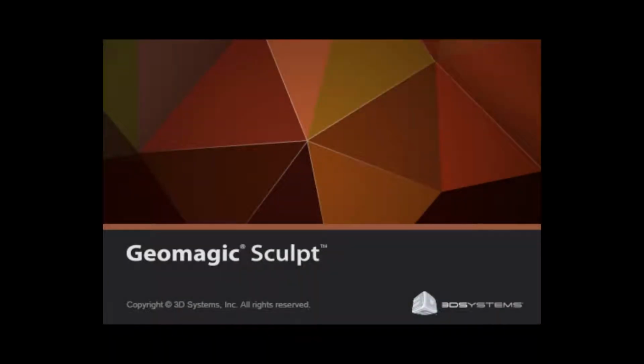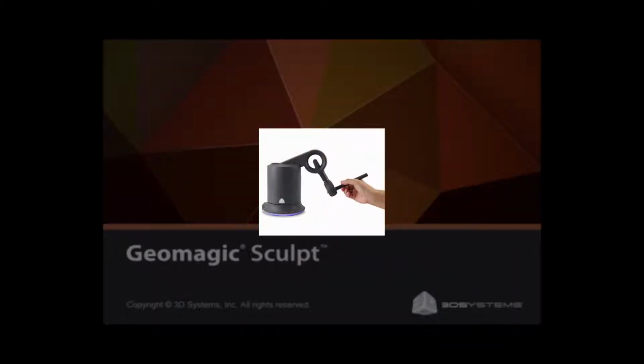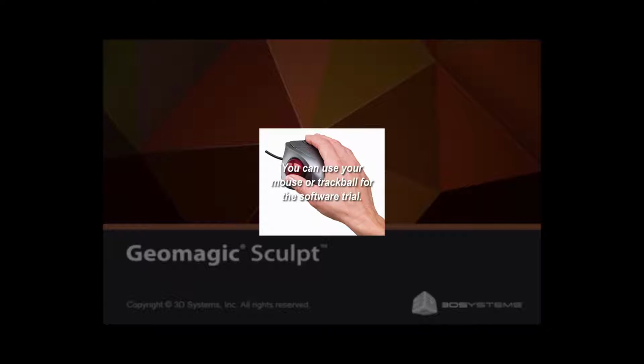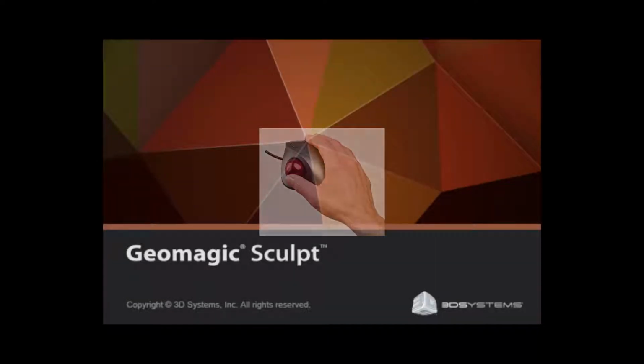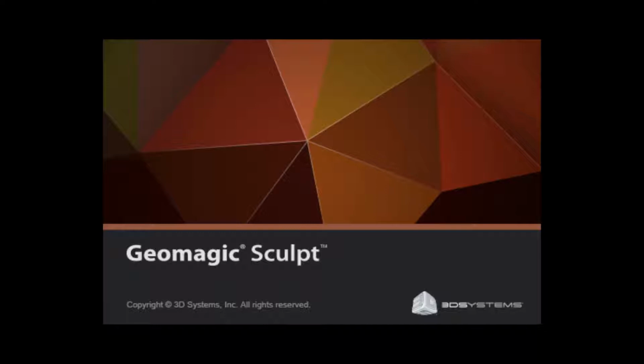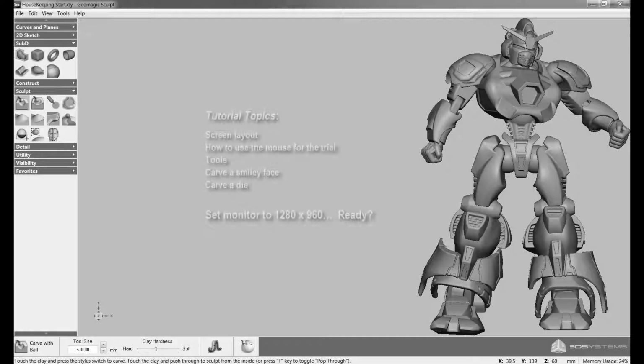Welcome to the tutorial for the trial version of Geomagic Sculpt. The trial version of the software is designed to let you try out this powerful application without the Geomagic Touch haptic device. That's right, for the trial period, you can use your regular mouse or trackball. The demonstrations in this tutorial will help you get started quickly and get the most out of the trial period.